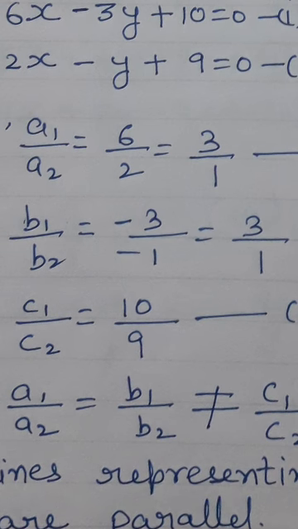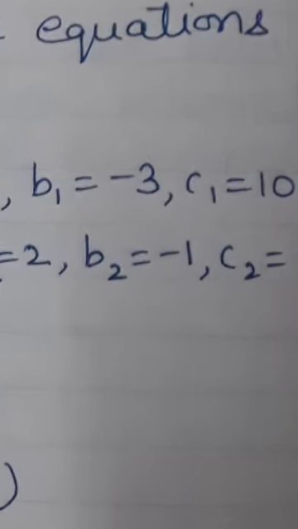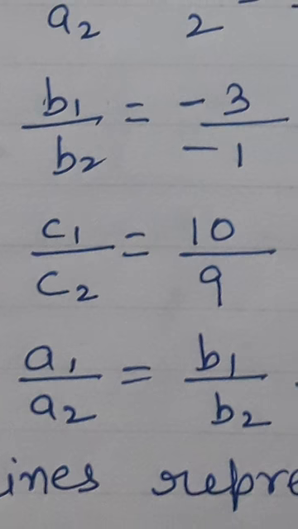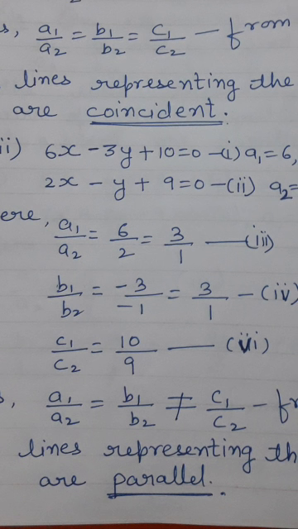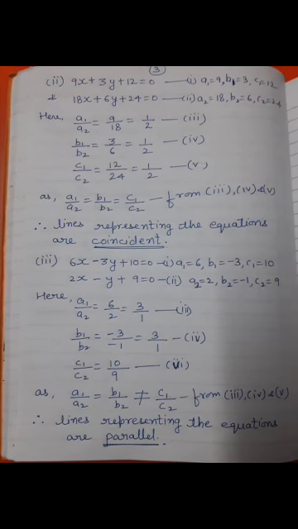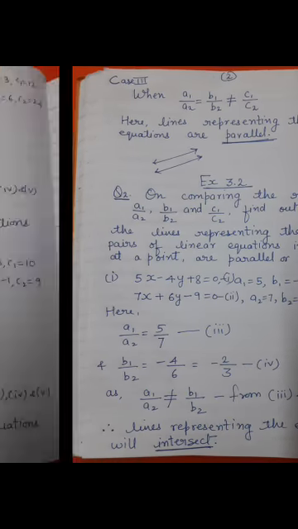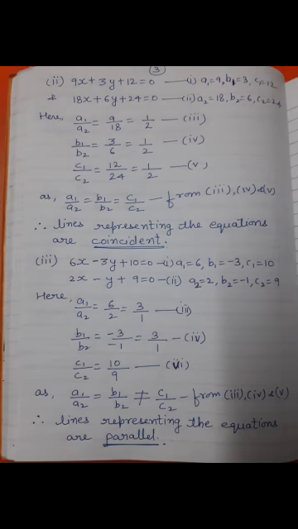Now see here, c1 by c2. It is 10 by 9. c1 here is 10, c2 here is 9. We have just put the values. c1 by c2 is 10 by 9. Further cancellation is not possible in this case. Say this one as equation 5th. Now see here, from all these three equations, we can say that a1 by a2 is equal to b1 by b2 and it is not equal to c1 by c2. This is our third case. It means the lines are parallel. See here, this is the third case when a1 by a2 is equal to b1 by b2 is not equal to c1 by c2. This is the case when the lines drawn for the equations will be parallel.